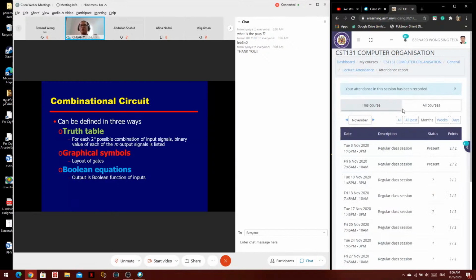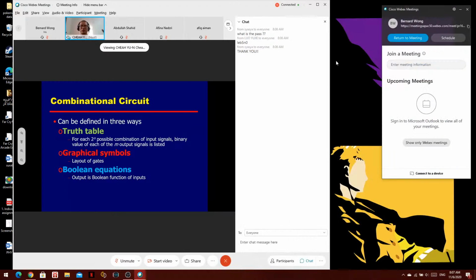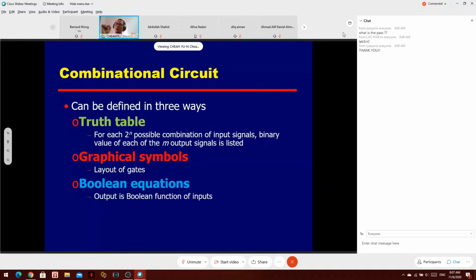The third way is using Boolean equations. That means, F equals A, B, not C, and all that, using those algebraic symbols, A, B, C, or P, Q, R, or whatever. So we use that to express the functions. So these are 3 ways of defining the function or defining the circuit or whatever you want to call it.